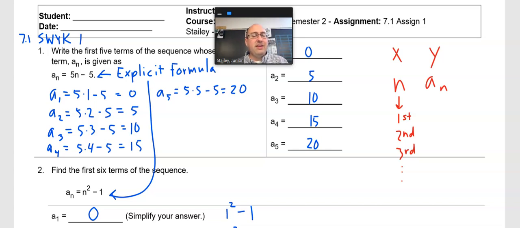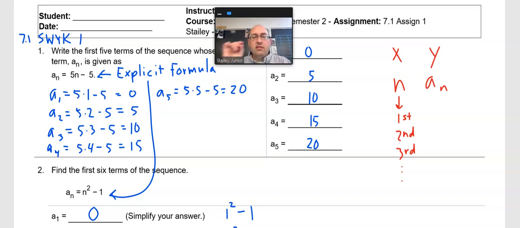All right, we're in week 7, and we're dealing with 7.1 Swyk 1. New unit, this is dealing with stuff called sequences and then eventually down the road series. But right now we're just dealing with sequences. Now, what is a sequence? A sequence is a list of numbers. I know, kind of weird.